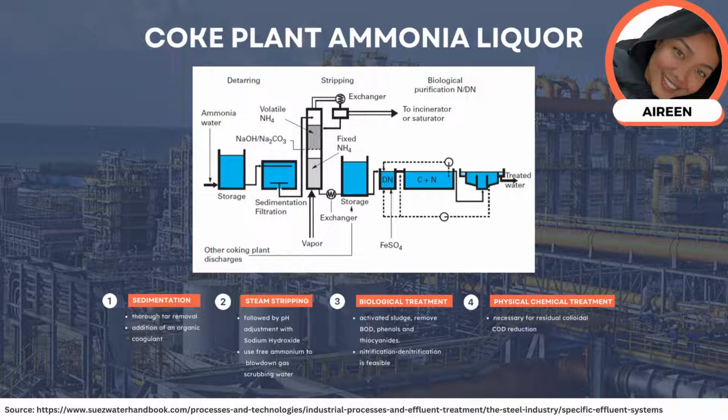The secondary treatment is activated sludge biological treatment. After passing through sedimentation and filtration and steam stripping, the wastewater then will pass through activated sludge biological treatment to remove BOD, phenols, and thiocyanate. A nitrification denitrification treatment is feasible subject to a few precautions that first need to be evaluated by testing, which is the absence of inhibitors. Then the wastewater will go to the tertiary treatment, which is the physical chemical treatment. This will be processed if necessary for residual colloidal COD reduction.